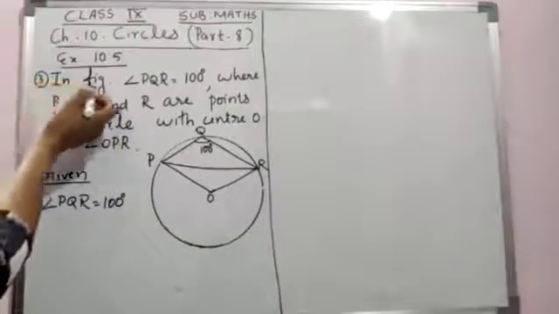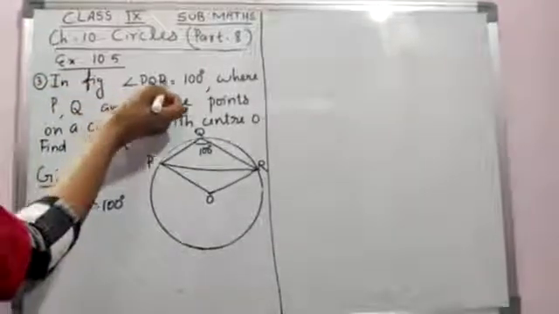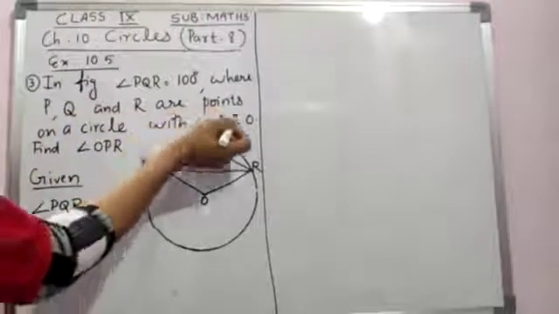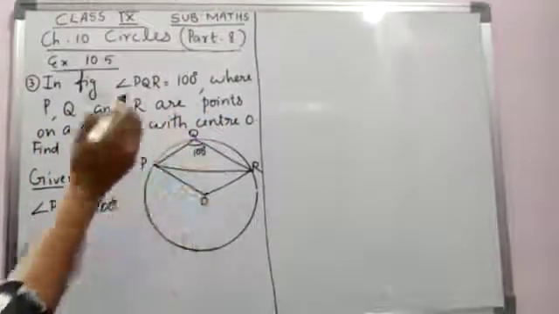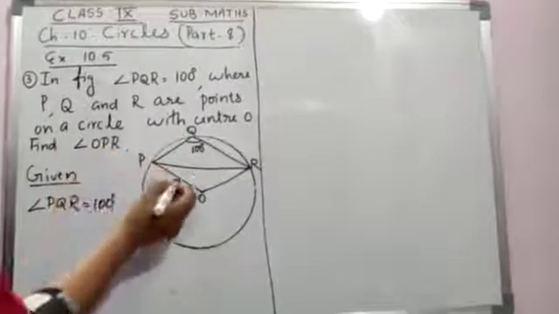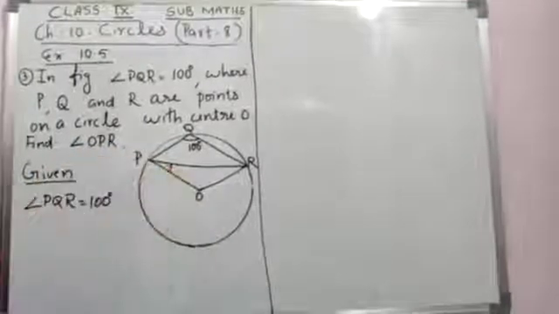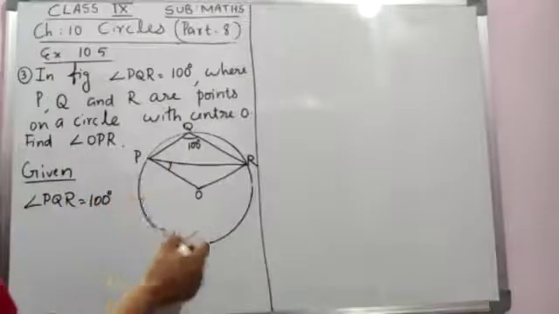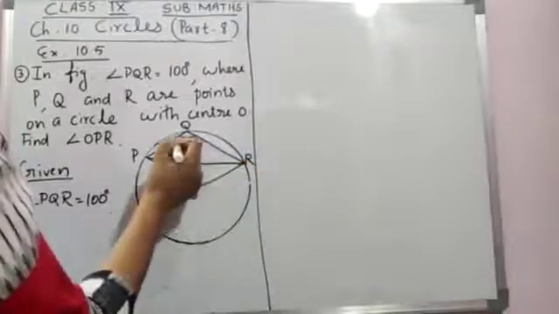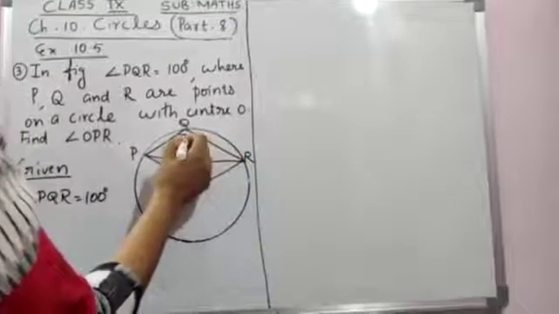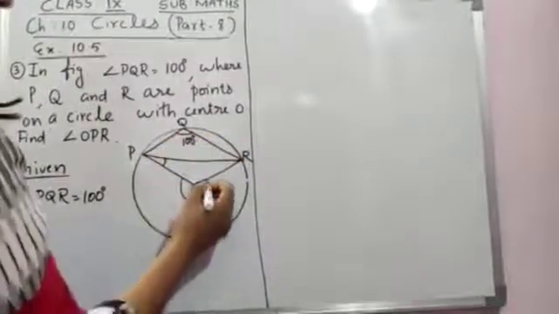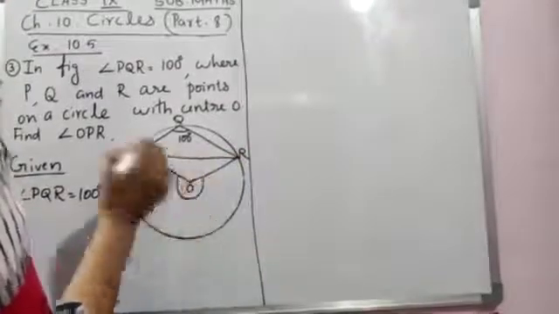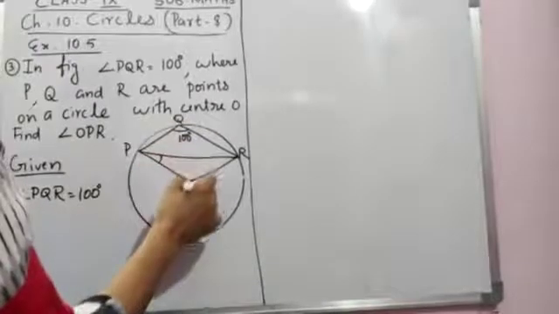Let's discuss the third question. In the figure, angle PQR is equal to 100 degrees, where P, Q and R are points on a circle with center O. Find angle OPR. This angle you have to find out. So it is given that angle PQR is equal to 100 degrees. You know that this major arc subtends angle PQR on the circle, and this reflex angle POR is what the major arc subtends at the center of the circle. So you know the relationship between these two angles.